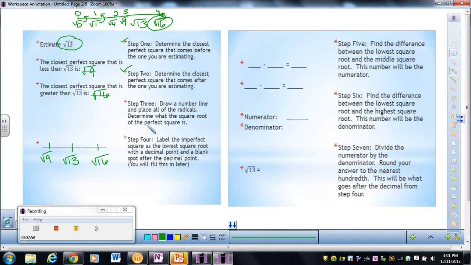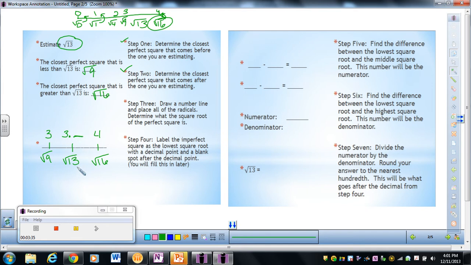Then it says determine what the square root of the perfect square is. So this is a perfect square right here, so the square root of 9 is 3. And this is a perfect square here, and the square root of that is 4. This is not a perfect square, but we are going to figure out what it is. It's just going to take us a minute. So it says label the imperfect square as the lowest square root. So that's the 3, that's the lowest square root. We put our little decimal point there, and a blank spot after the decimal point, like that. And we're going to fill this in, but we need to do some other steps to find out what it is.